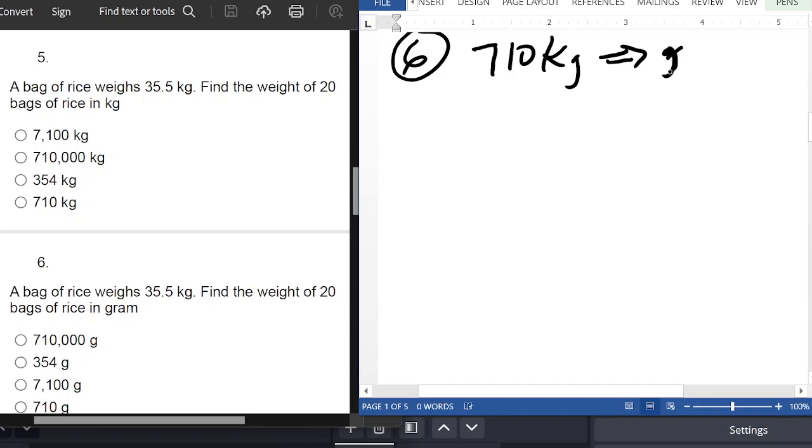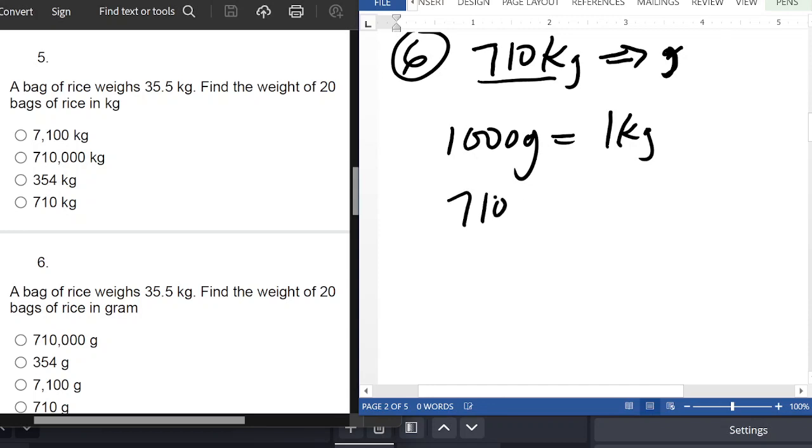We want to convert it to grams. So that means we ask ourselves how many grams make a kilogram. So it's still the same thing. 1000 grams equals 1 kilogram, right? So we want to convert kilogram to gram, so we multiply there. That means 710 kilograms will be equal to 710 times 1000 grams.